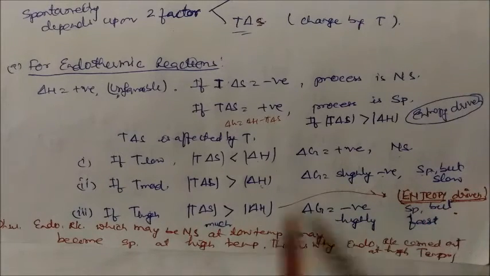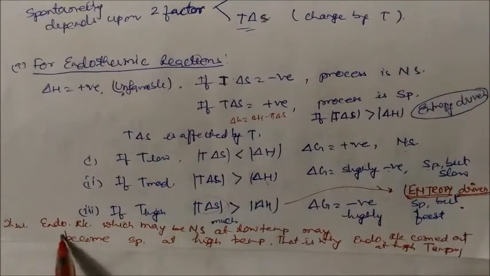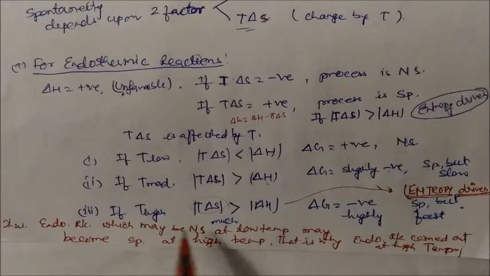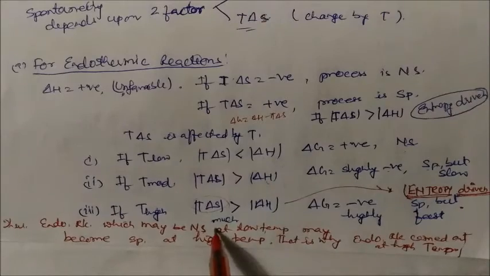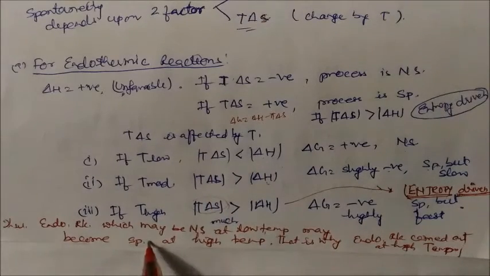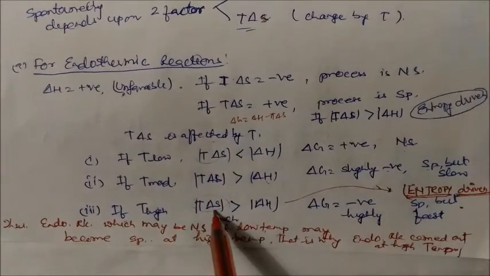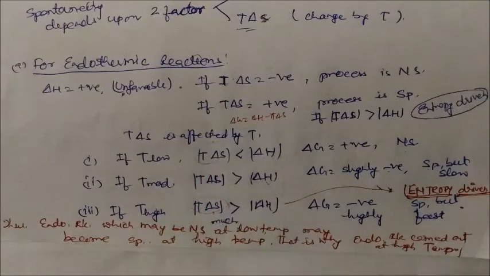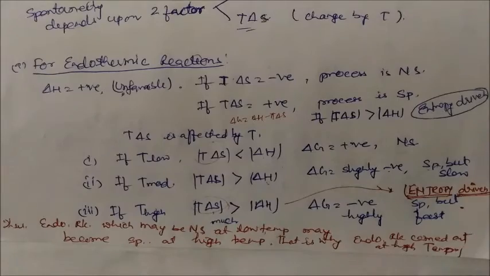So this is nothing but entropy driven. This is actually called entropy driven. It means we can convert endothermic reactions which may be non-spontaneous at low temperature into spontaneous ones at high temperature. If the low temperature is increased to a high temperature, this process becomes spontaneous. So this is the main significance of this equation.